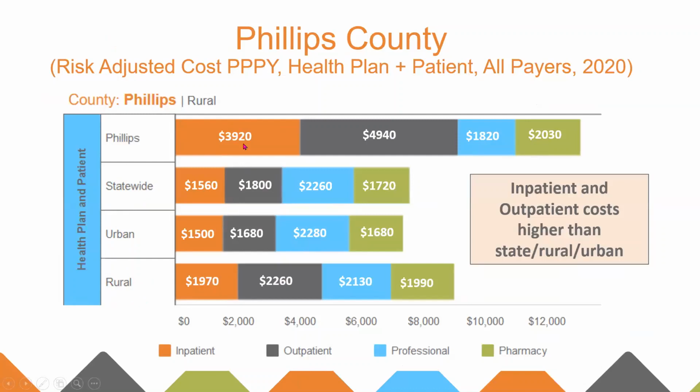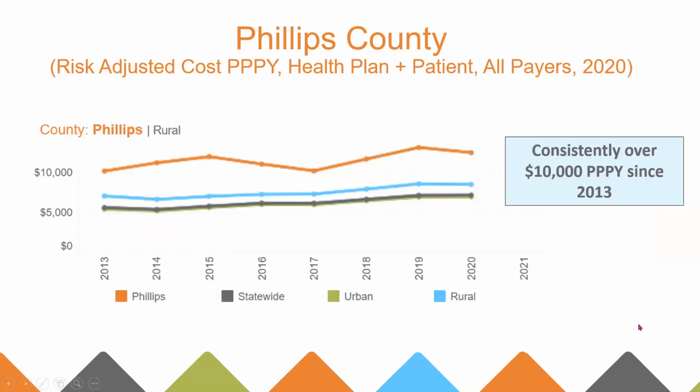And so what you see here for Phillips County, this inpatient is the orange. They have a much higher inpatient per person per year than statewide, urban, or rural. And they also have much higher outpatient per year, considerably higher, at least in this 2020 that I selected. So that's another level down that you can go: okay, what is perhaps driving some of these higher costs? Then once you have a peek there, you go, well, 2020 was a weird year. Maybe that's just abnormal.